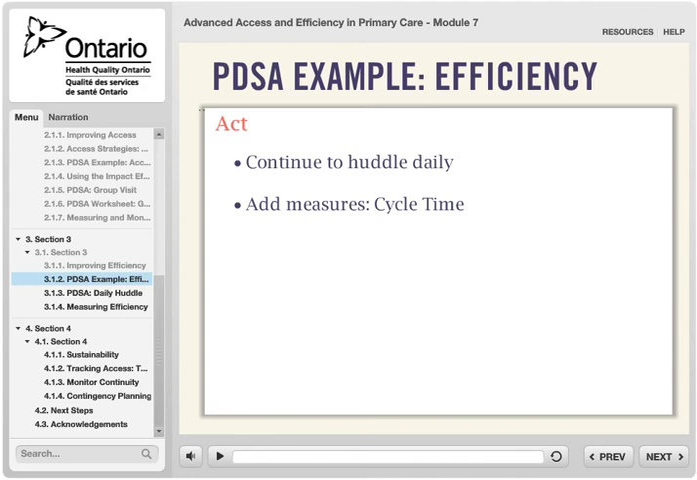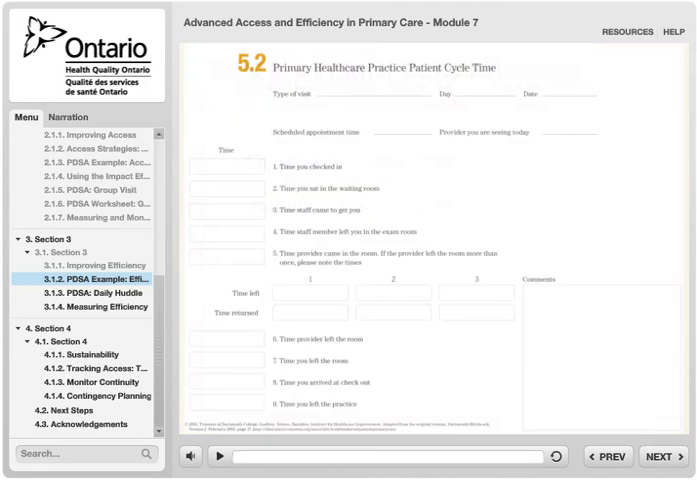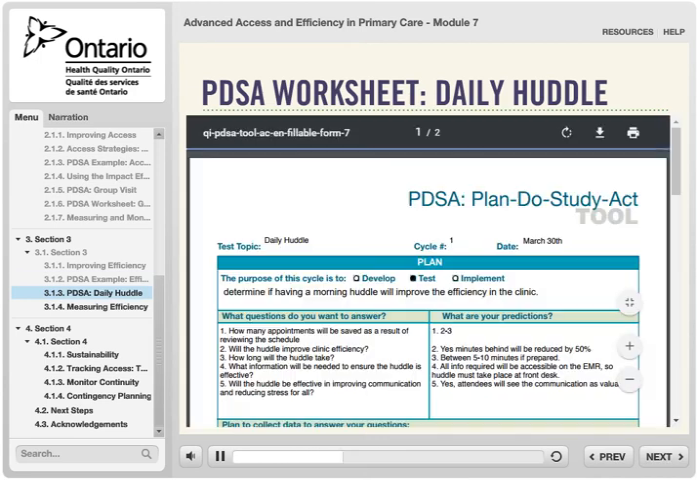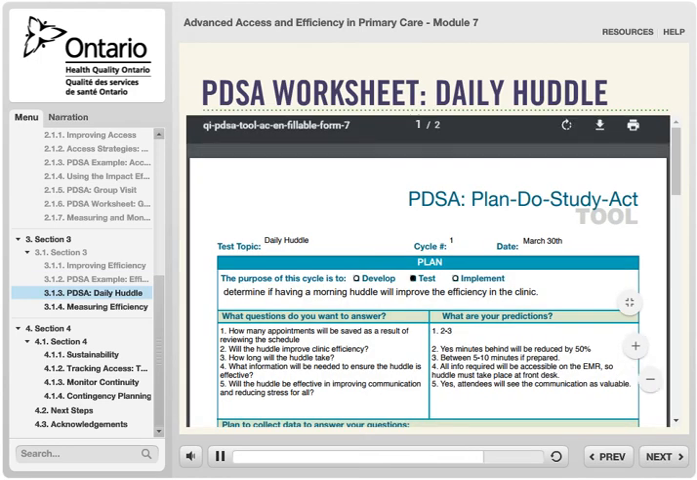The team really wanted to know if the huddle would decrease the wait time for patients, so they decided to collect cycle time in addition to the other measures on the next round of the test. You can review the team's completed PDSA worksheet on the next screen for some additional ideas of testing a daily huddle to improve efficiency. The tools mentioned in this PDSA are included in the PDSA toolkit available in resources. Scroll through the completed PDSA form for this daily huddle example.